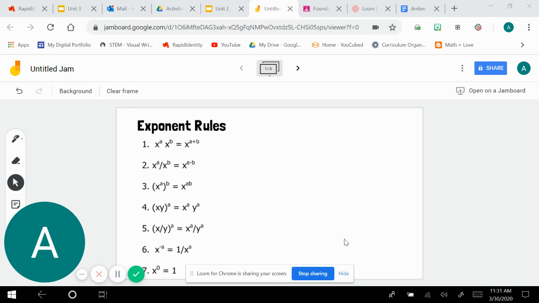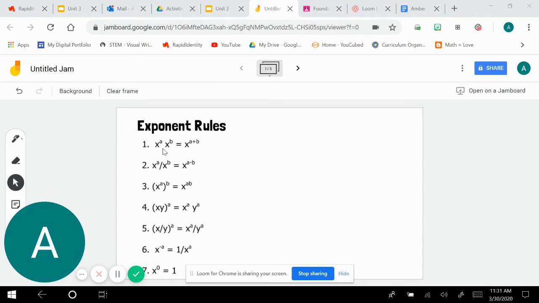So the purpose of this video is to review exponent rules. Some of you guys might have seen this in middle school with some of the basic exponent rules. Some of these might be new to you. So we're just going to review first these exponent rules here, and then I'm going to do some example problems.